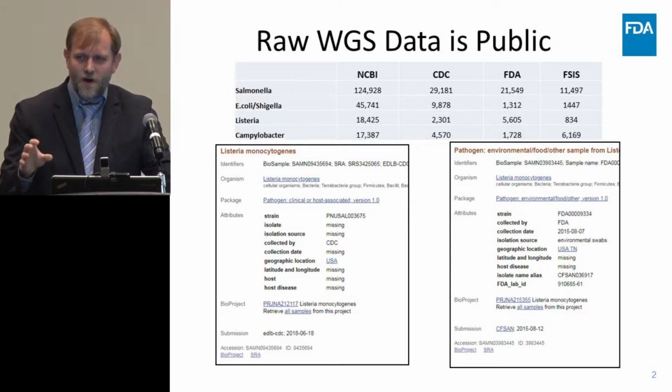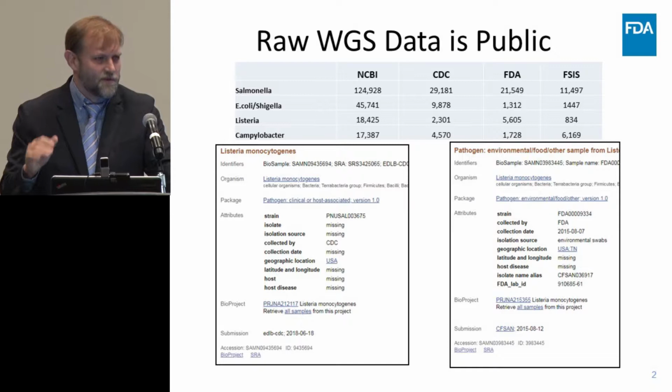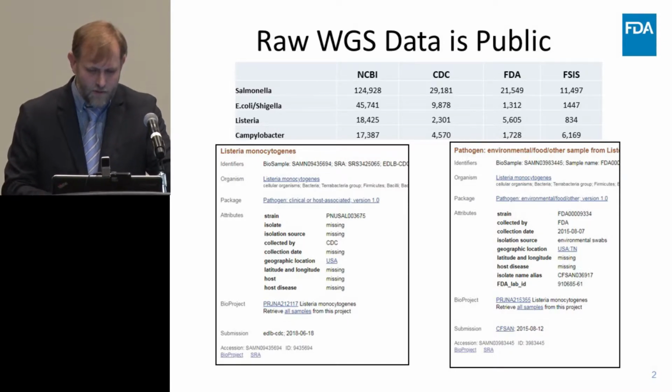So hopefully our raw data is not a mystery. Once again, if you have access to bioinformatics resources, you can go look at the raw data that the FDA, CDC, and USDA are producing. Admittedly, the metadata is limited. It doesn't have facility names, it doesn't have detailed case information about patients, but that raw data, thousands or tens of thousands of isolates from the different agencies, is publicly available.